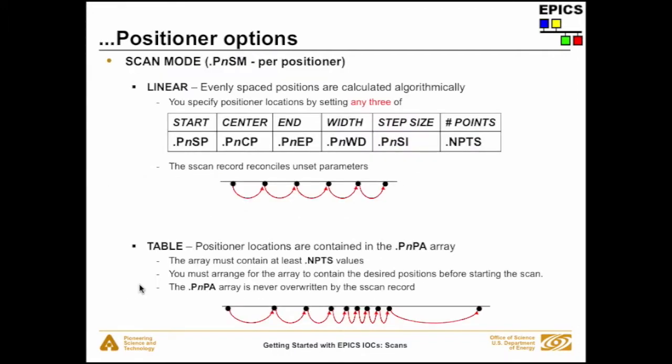So the positioner scan modes, linear is the usual thing. You just say, I want to acquire data on a grid of positions equally spaced, and you specify that with start, center, width, step size, and endpoints. You can do any three of those guys, and the scan record will reconcile the other parameters. Table mode allows you to write an array of positions to be visited by a scan. And you have to have at least endpoints values in your array, otherwise the scan record will complain about it. And you don't have to write that array twice. The scan record will never touch it.